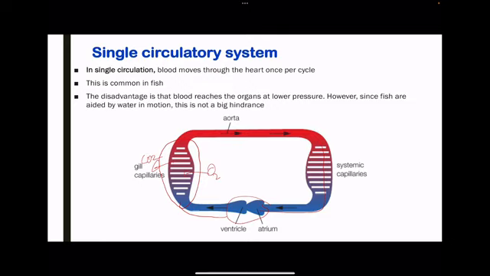Usually when teaching about circulation, people are more concerned with the inefficiencies of this single circulatory system. Because blood passes through the heart only once before it goes to the gills and it never returns to the heart to be pumped, a lot of pressure is going to be lost as the blood goes through the gills, and that means the organs are going to receive the blood at a lower pressure. So here I say the disadvantage is that blood reaches the organs at a lower pressure. However, since fish are aided by water in motion, this is not going to be a big hindrance to their movement or to the needs of the body.